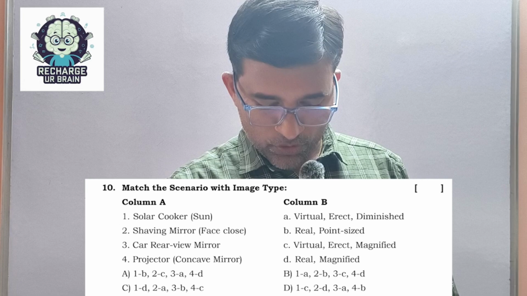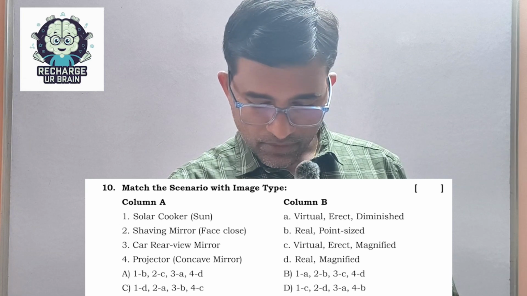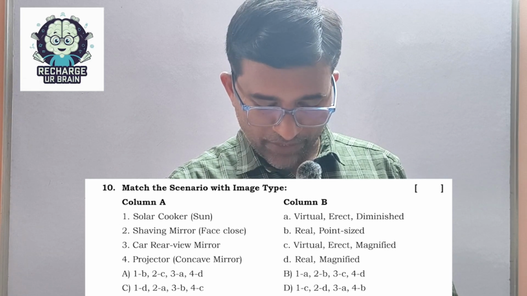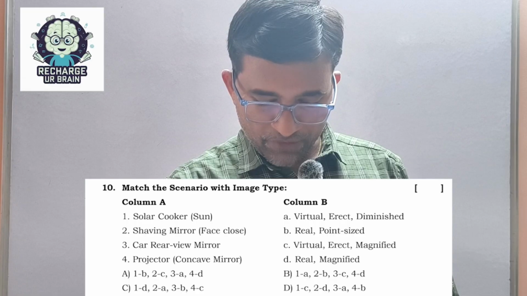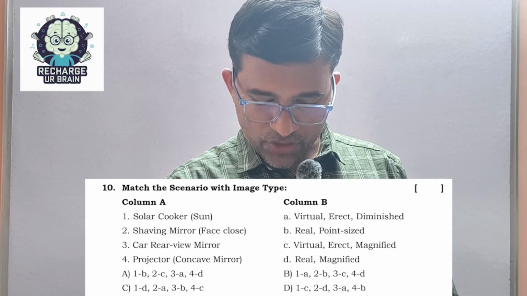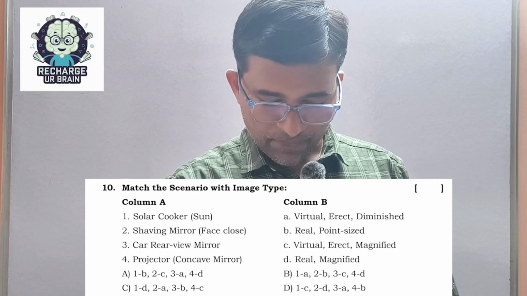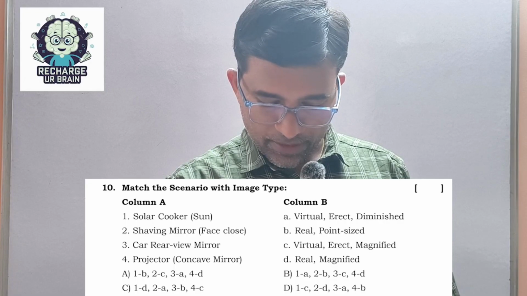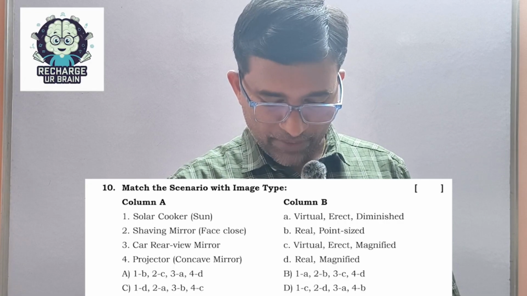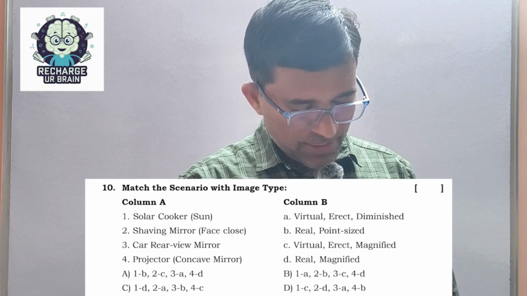Shaving mirror, face close, that is it will be virtual, erect and magnified. And next one is car rear view mirror. You know that is virtual, erect and diminished image. And a projector, concave mirror, for this one is real magnified image. So for 10th one, the right option is A.